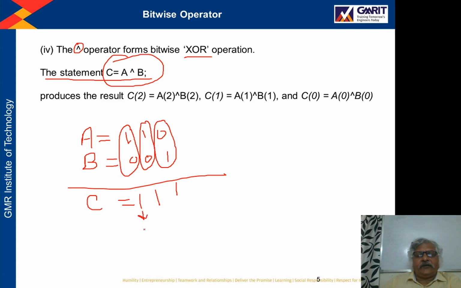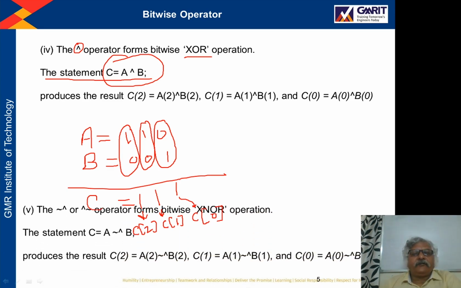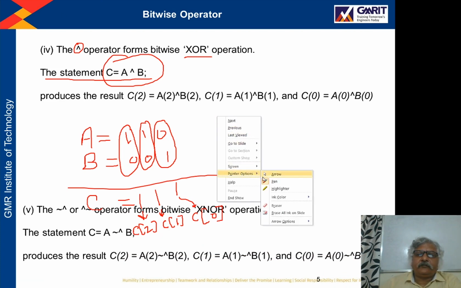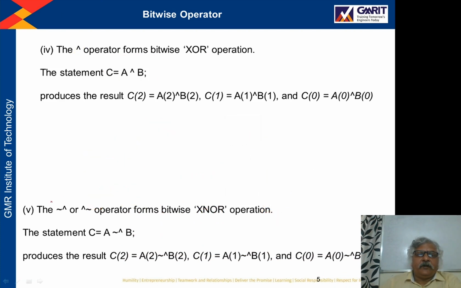So C means this is C2, this value will be assigned to the C1 element, and this value will be assigned to the C0 element, right? Okay. Right.